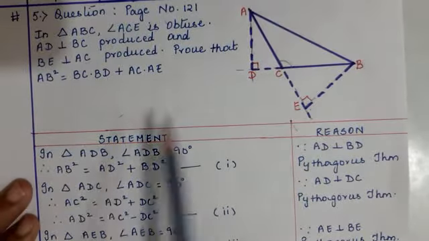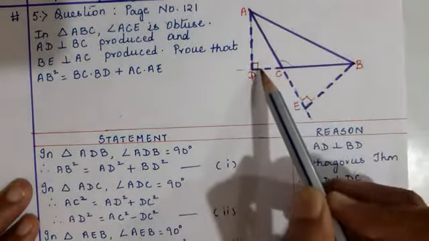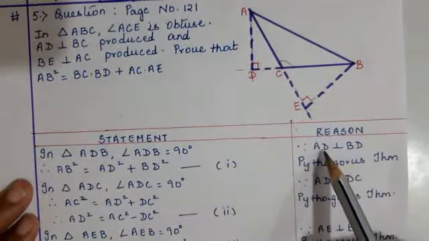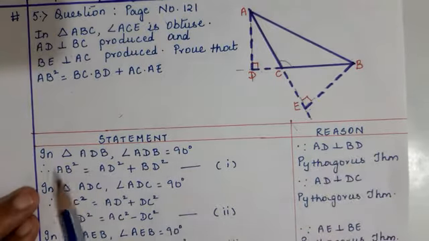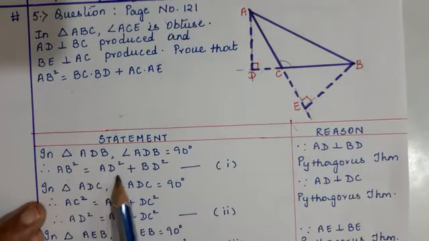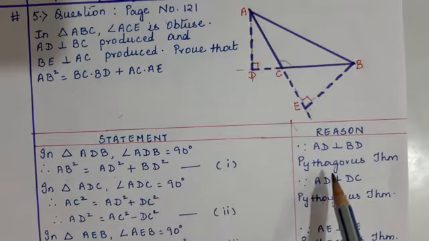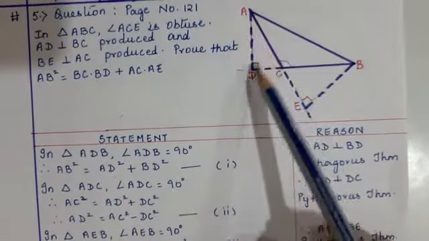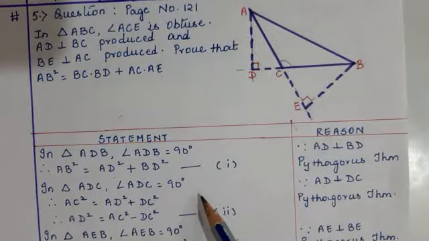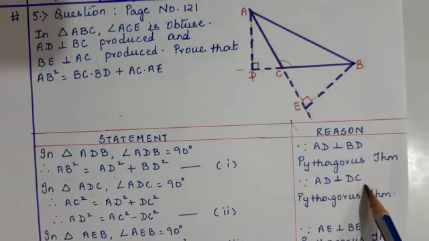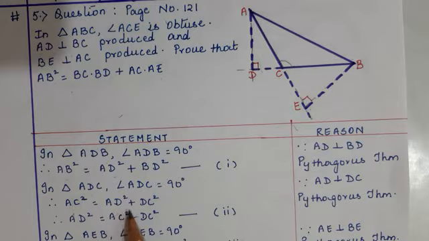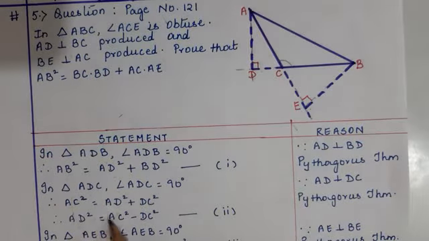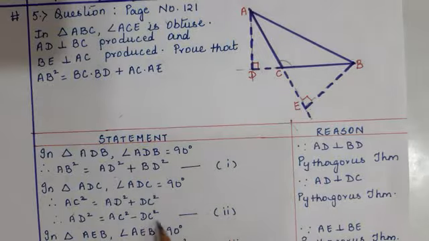In triangle ADB, we have angle ADB 90 degrees because AD is perpendicular to BD. Now AB square is equal to AD square plus BD square. Reason is Pythagoras theorem. Now in triangle ADC, we have angle ADC 90 degrees, reason being AD perpendicular to DC. Hence AC square is equal to AD square plus DC square, Pythagoras theorem. Now let us rearrange them. We get AD square is equal to AC square minus DC square.